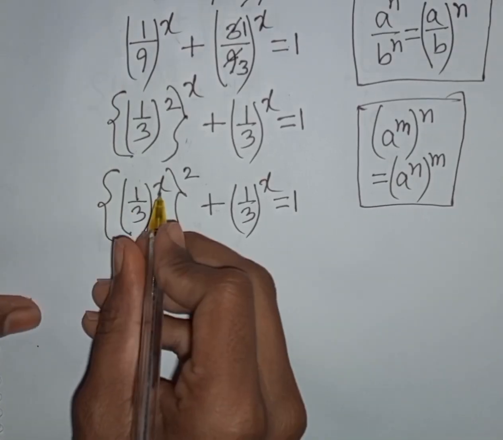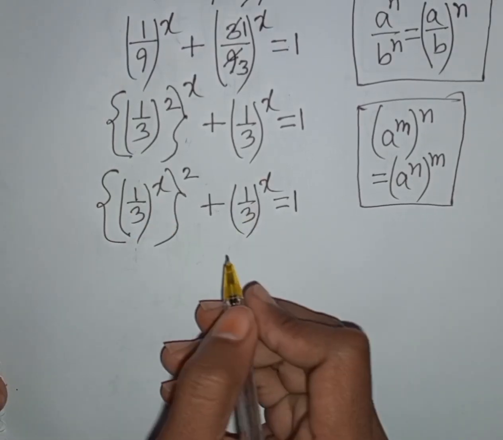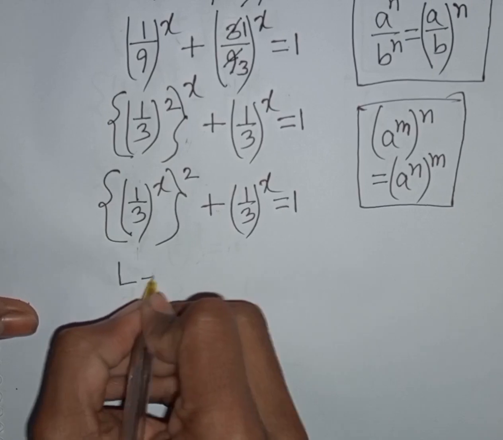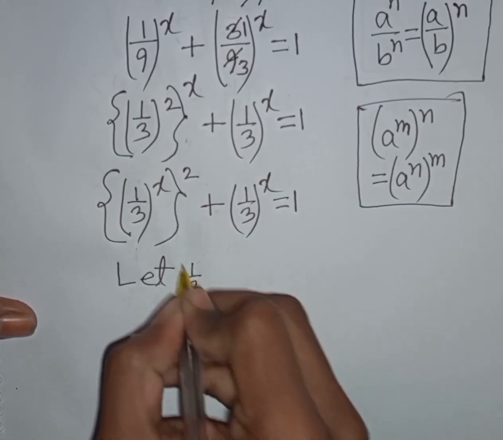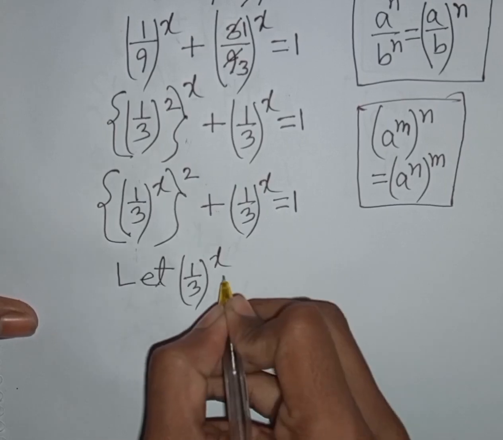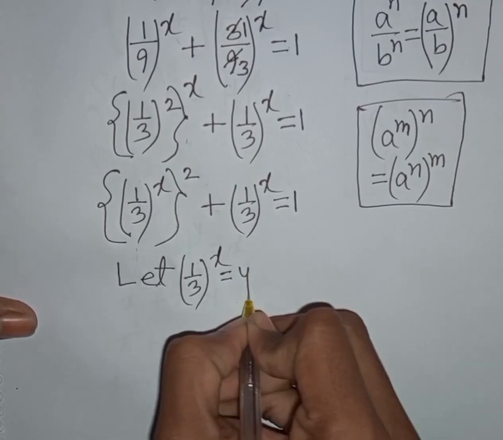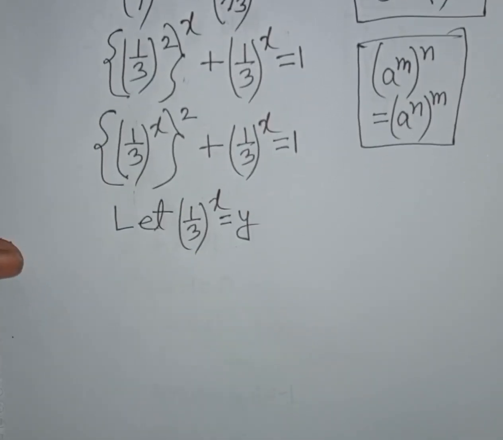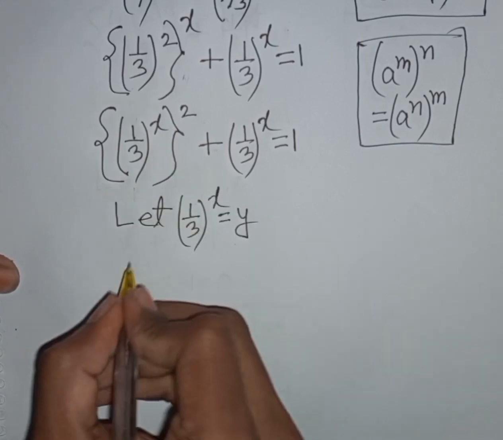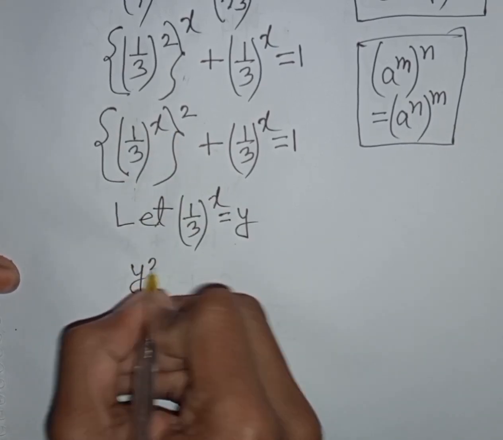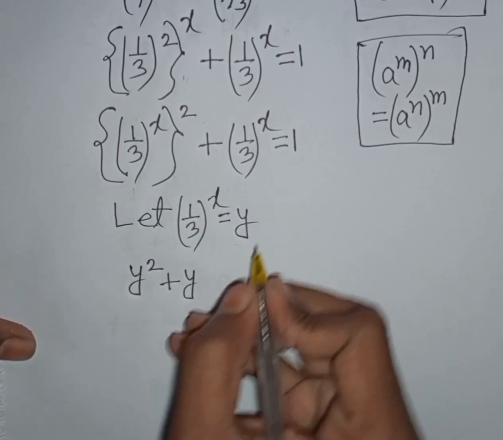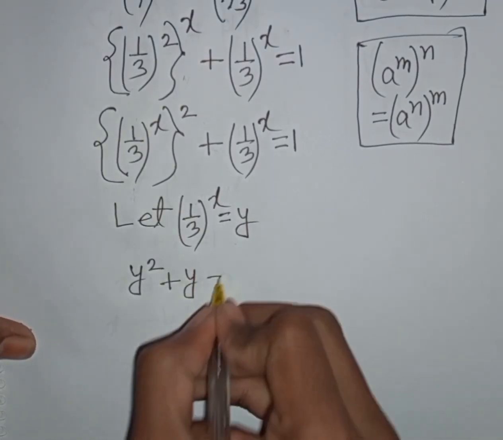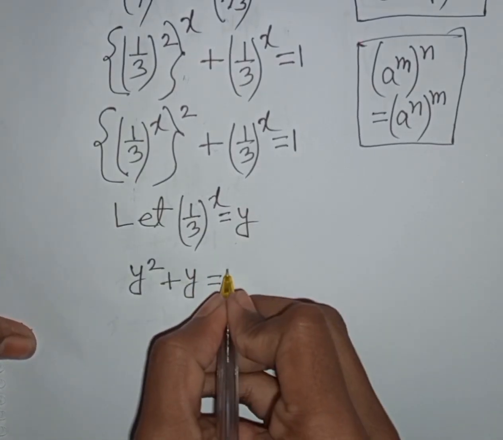Now we see (1/3)^x and (1/3)^x, both terms are the same. So let (1/3)^x be substituted by y. So our equation will be y^2 + y = 1.